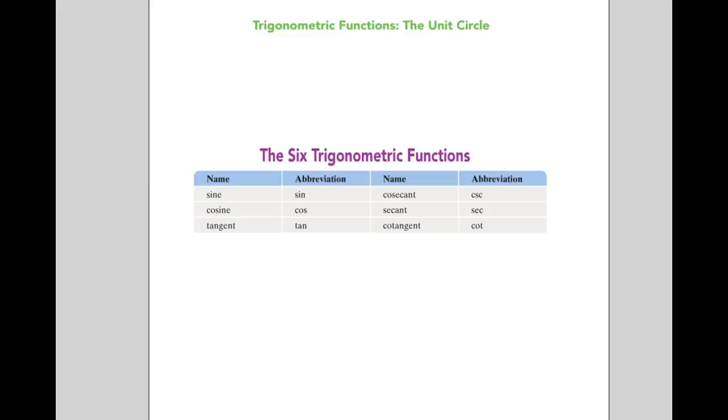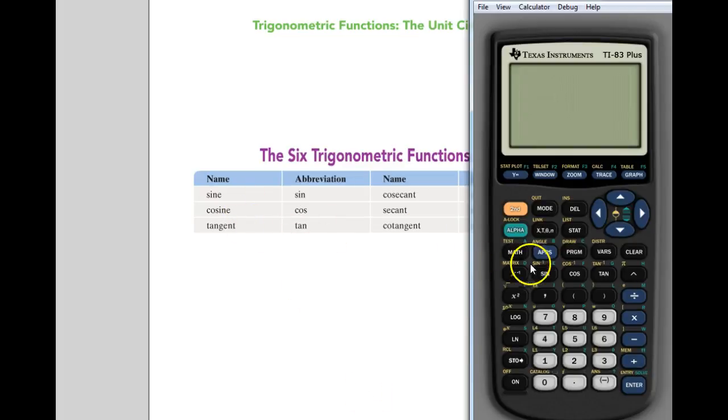Hello, this is a video on the 6 trigonometric functions and the unit circle. So these are the names of the 6 trig functions. Sine, cosine, tangent are the main 3, and then cosecant, secant, cotangent are the lesser known of the 6, or the lesser used.